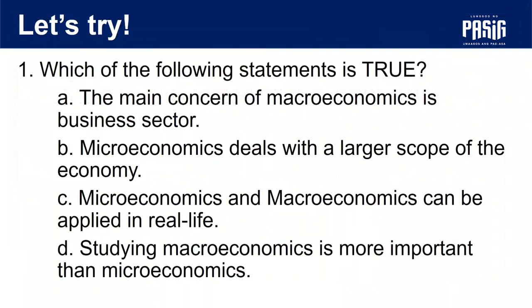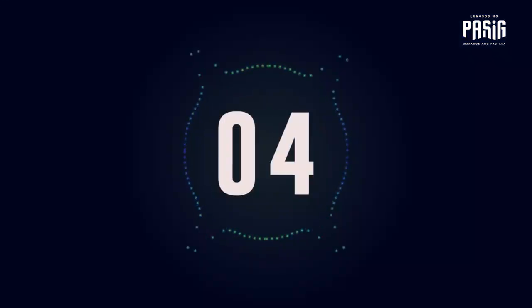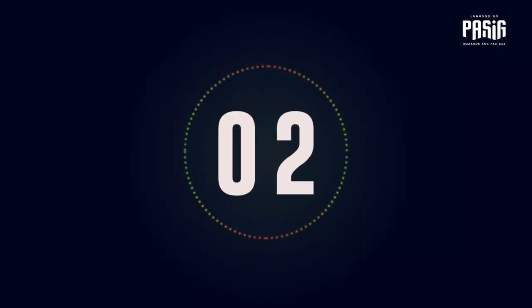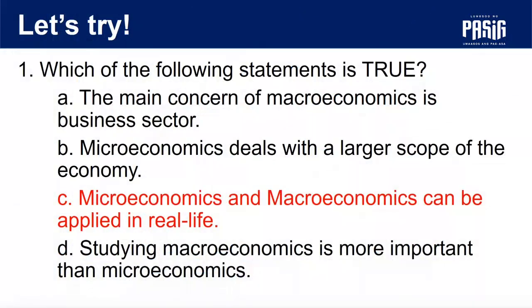Question number 1. Which of the following statements is true? A. The main concern of macroeconomics is business sector. B. Microeconomics deals with a larger scope of the economy. C. Microeconomics and macroeconomics can be applied in real life. D. Studying macroeconomics is more important than microeconomics. The answer is C. Microeconomics and macroeconomics can be applied in real life.